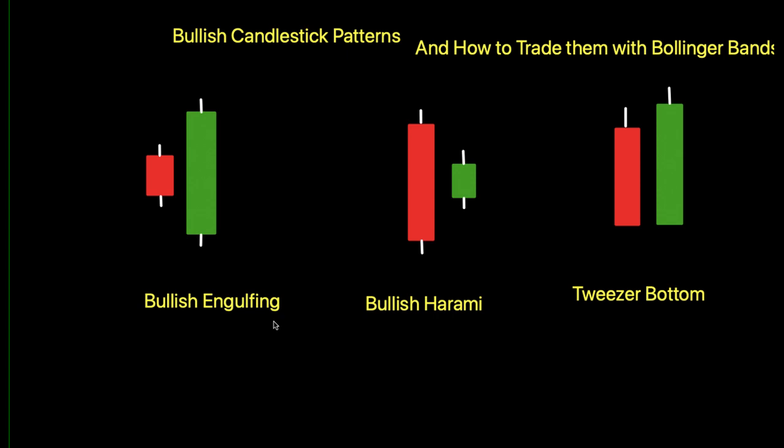And if you spot bearish candlestick patterns at the resistance, it may happen that the market will start a downtrend. So we'll discuss here what the different bullish candlestick patterns are and how to trade them with the Bollinger Bands. Right. So the first candlestick pattern is called the bullish engulfing pattern.